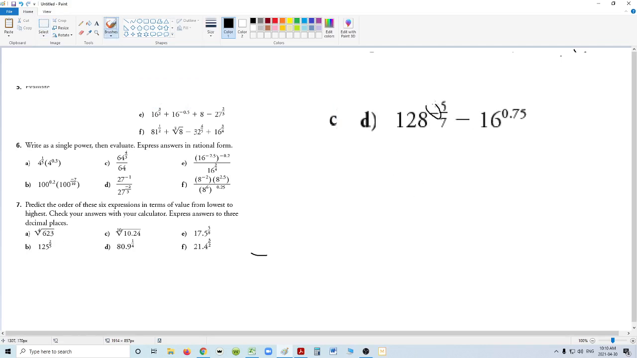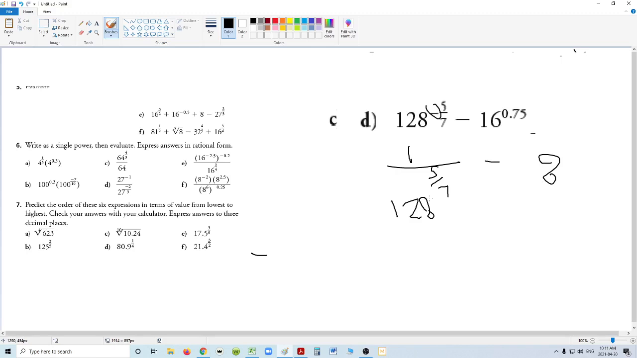So the minus here means I'm taking 1 over 128 to the 5/7 minus 16 to the 3/4. What's the 4th root of 16? 2 times 2 times 2 times 2. It's 2. And what's 2 cubed? It's 8. So we're dealing with minus 8 because that minus is outside.